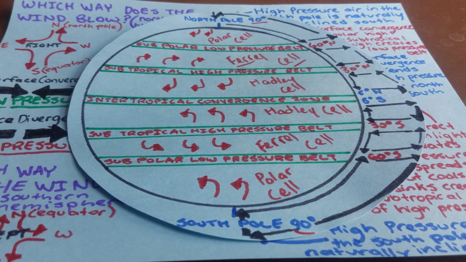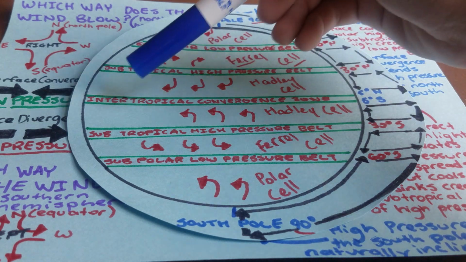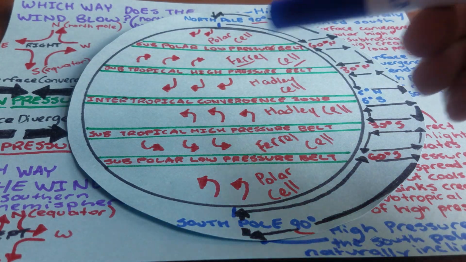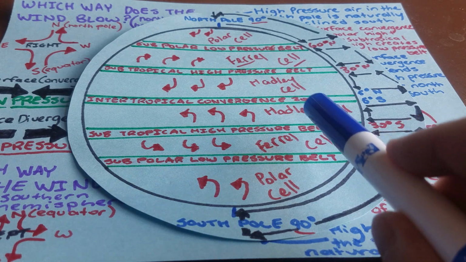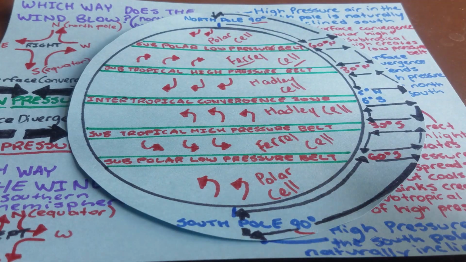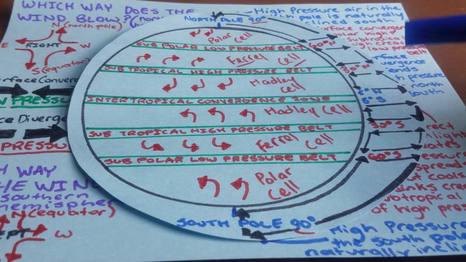So this is where you have your trade winds coming from the northeast going down towards the equator, and then you have your southeast trade winds going up towards the equator, okay, converging in the doldrums, okay? This is the Hadley cell, 30 degrees north and south.